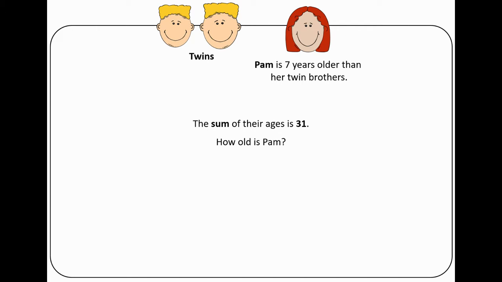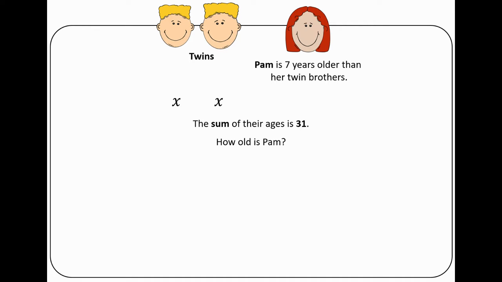Okay, so I have twins here, and Pam is 7 years older than her twin brothers. The sum of their ages is 31. How old is Pam? So the twins, I don't know how old they are, so that would be X and X. And the reason why I use X and X is because the twins, of course, are going to have the same age. So if one of the twins is X years old, then the other twin would have to be X years old as well.